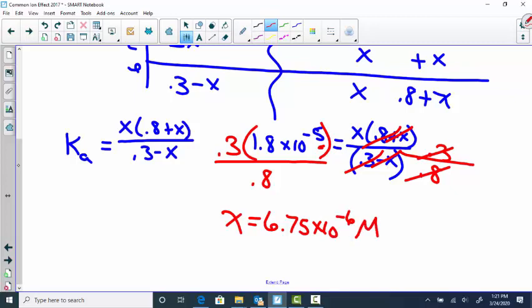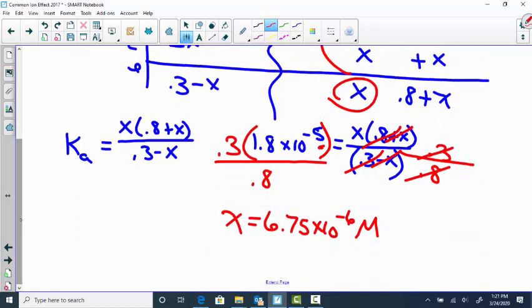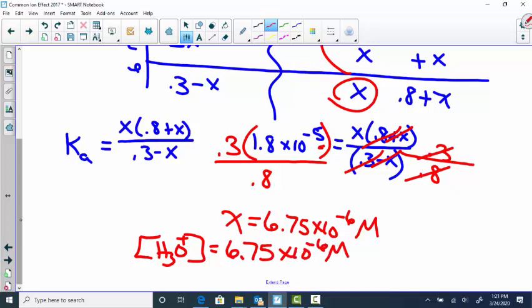And again, from our chart, x is the H3O+ concentration. So my H3O+ concentration is 6.75 times 10 to the minus 6 molar. And then from that, we can calculate the pH, which is 5.17.